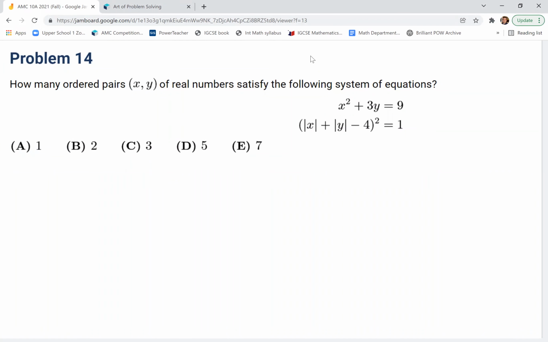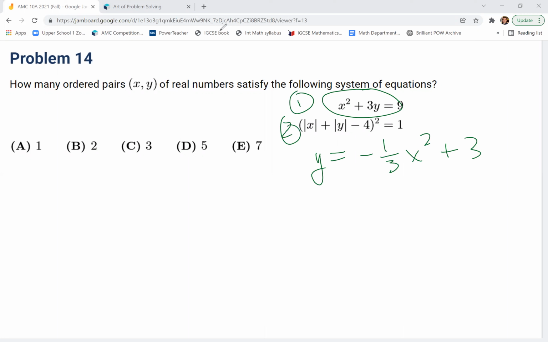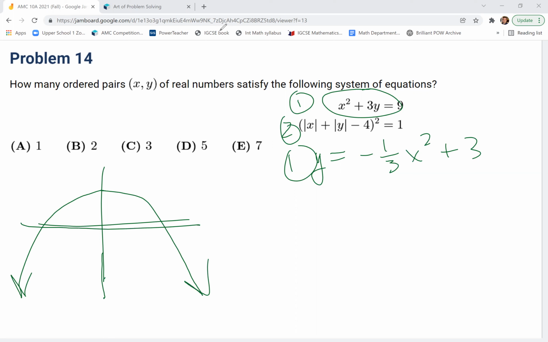So first thing I did was, with these types of problems, I always want to be able to visualize. It helps me a lot if I can draw the situation. So looking at this first equation, I thought, what does that look like? Well, if you simplify it, you get y equals -1/3 x squared plus 3. That's actually pretty simple to draw. That's just a parabola that's very wide and faces down.